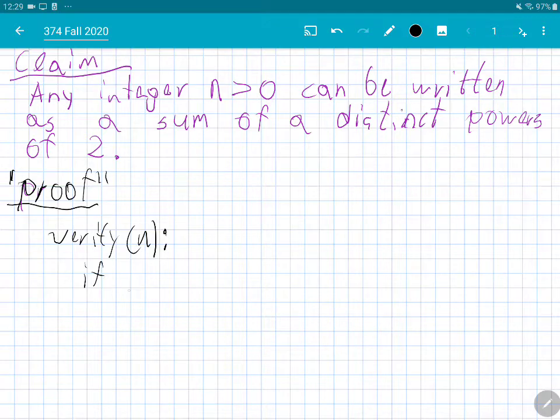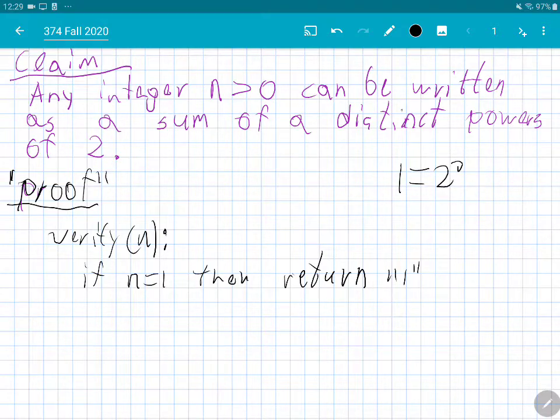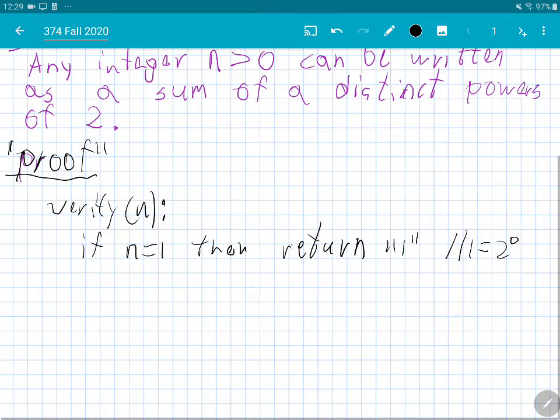So let's start with the easy case. If n is equal to 1, then the claim definitely holds, right? And in fact, think about our function as returning this representation. So the representation is going to be 1, because 1, of course, is just 2 to the 0. So maybe I should write it here: 1 is just 2 to the 0. Okay, so that's easy, right?